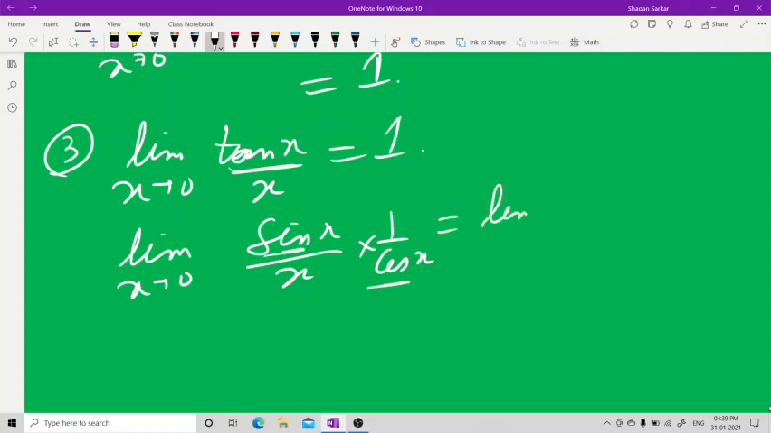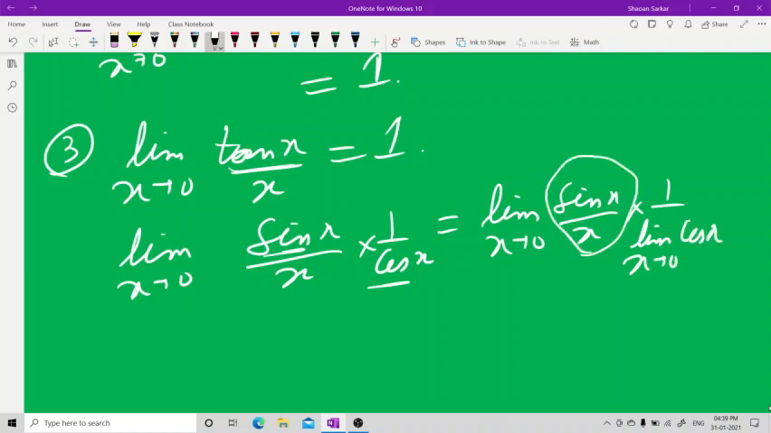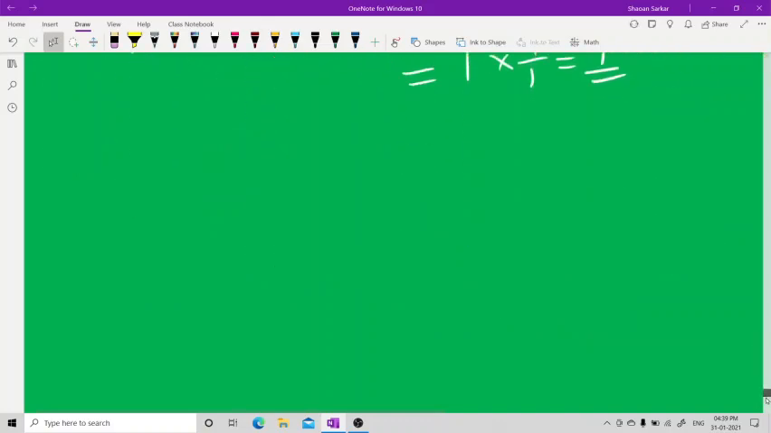Now take the limit inside on both sides: the limit of sin x upon x, into 1 upon the limit as x tends to 0 of cos x. We just saw that this was 1. Into 1 upon 1, and therefore it is 1. Now next is e to the power of x.